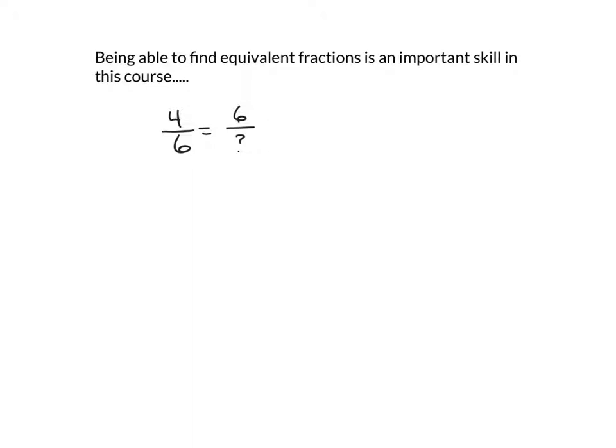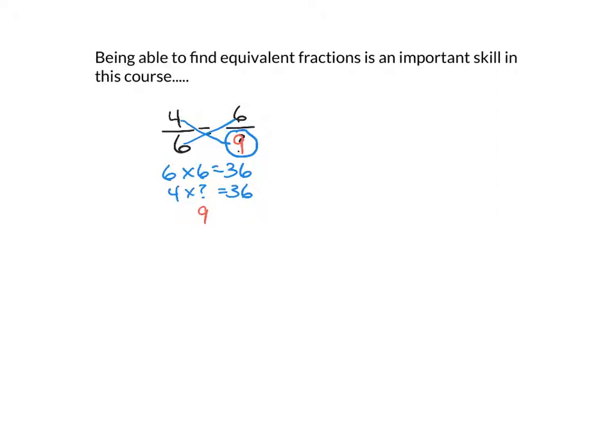Well, I can use the idea of cross products having to be equal to find out what that something is. I know that 6 times 6 is equal to 36. So that means 4 times whatever I am looking for here also has to be equal to 36. So 4 times what gives me 36? That answer would be 9. So I know that 4/6 and 6/9 are equivalent fractions.